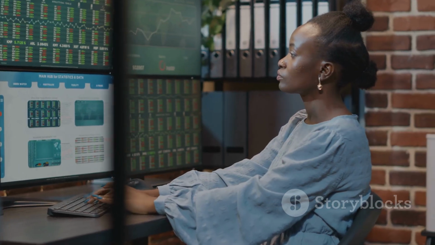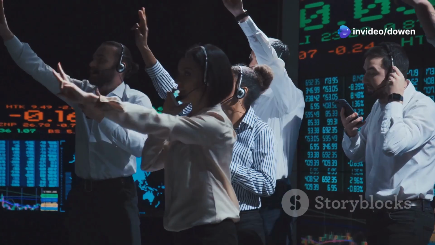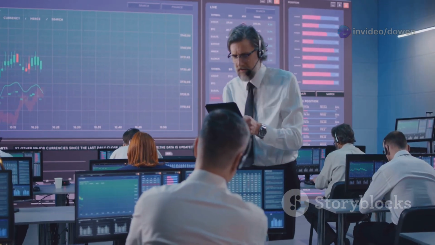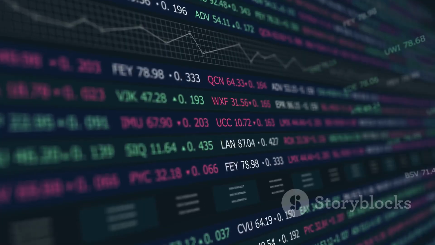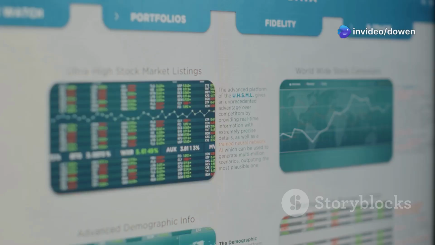Trading exotic pairs comes with a different set of characteristics compared to majors or minors. Firstly, liquidity is often much lower. This means there are fewer buyers and sellers at any given time. As a result, the spread, which is the difference between the buying and selling price, can be significantly wider. This makes the cost of trading exotic pairs higher.